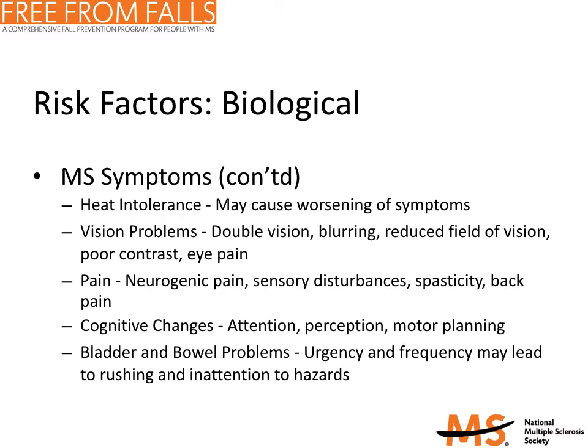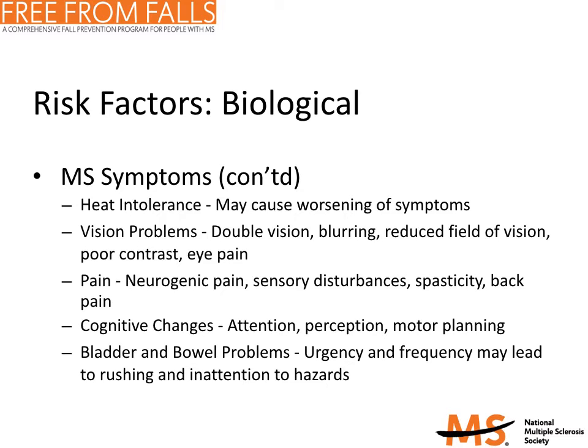Difficulty with vision is often the first symptom of MS for many people. The sudden onset of double vision, blurring, poor contrast, loss of peripheral vision, or eye pain can be terrifying, and the knowledge that vision may be compromised can make people with MS anxious about the future.